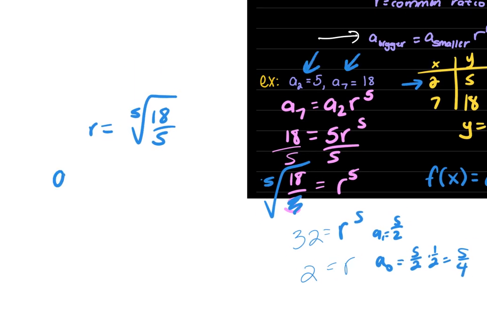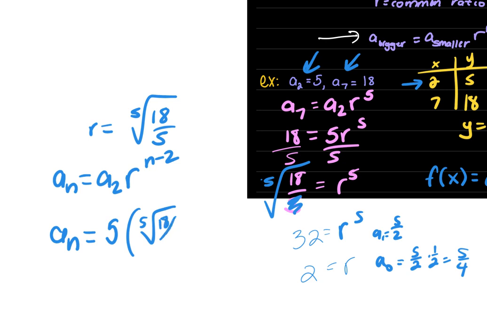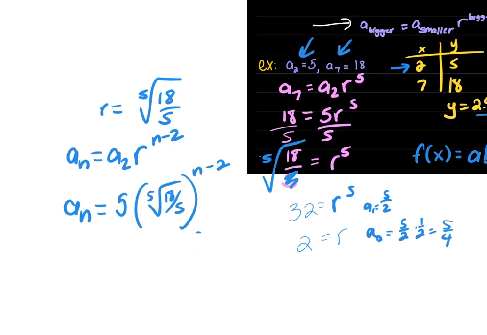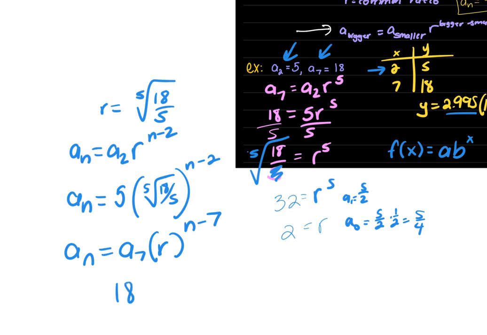So I could say an equals a2 times r to the n minus 2. And then I can plug in what I know. An equals a2, which is 5, times my r, the 5th root of 18 over 5, raised to the n minus 2. If it didn't tell you it had to have just the exponent by itself. Or you could use a7. An could equal a7 times r to the n minus 7. And then I could plug in 18.